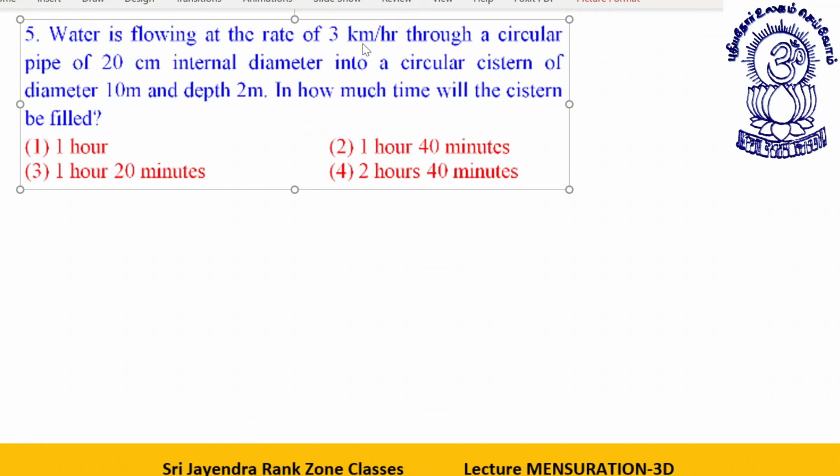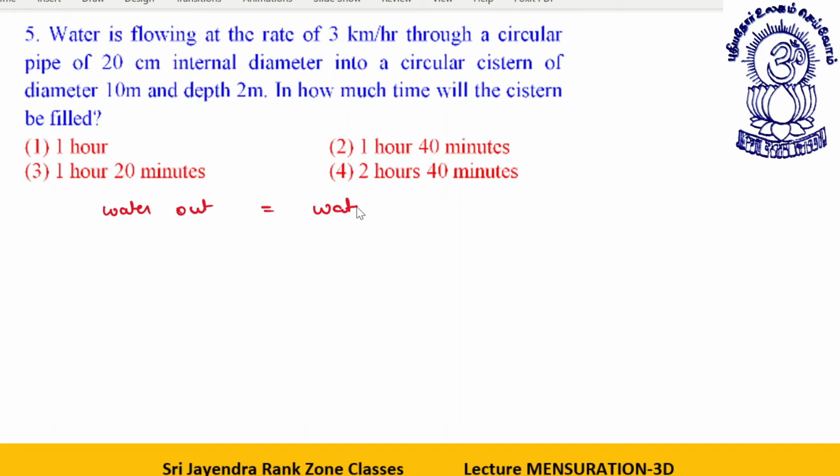water is flowing at the rate of 3 km per hour through a circular pipe of 20 centimeter in diameter and into a circular cistern diameter 10 and depth 2 meter. In how much time will the cistern be filled? See, water out is equal to water in. What is the water out? Water out is time into speed into area is equal to area, length into breadth into height, or area into height.